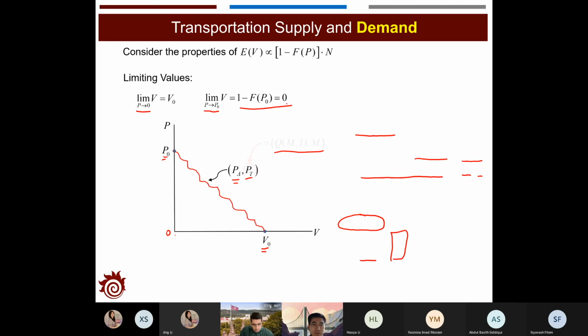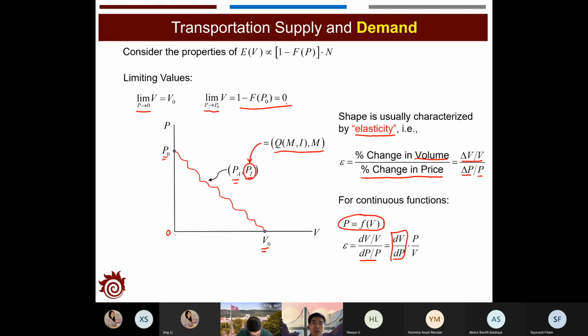So for the demand function, we can identify the two boundaries, two limited values. When the price is 0, what's the maximum flow we can observe, or when the price achieves a certain value, the price is too high for all the users, then the demand will be 0. So those will be the two boundaries of the demand function.